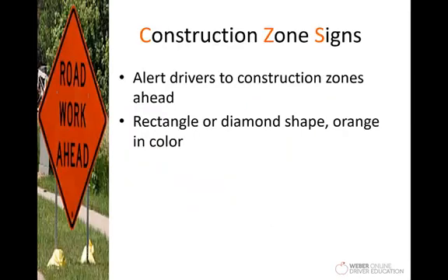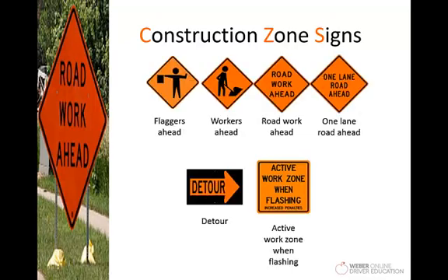Okay, construction zone signs. We're very familiar with this in Utah. This is telling the users what's going to happen ahead of them in construction zones. They're rectangle or diamond shape, and they're always orange in color. There's some examples. Flaggers, workers ahead. Here's our diamond, orange. Detour, okay? This would accompany a light that's telling you to slow down. And remember, in a construction zone, your speed limits drop, and failure to comply will get you a heavier ticket.